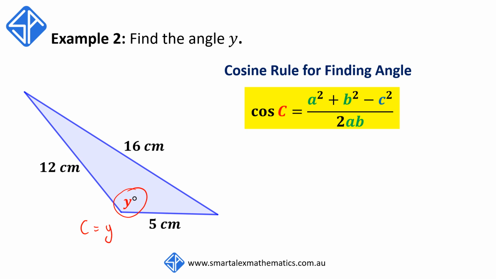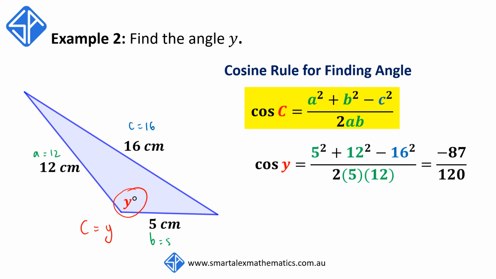A and B are the sides adjacent to angle y. So we can set a to be 12 and b to be 5, or the other way around. C, lowercase c, is the side opposite the unknown angle. So in this case, our c will be equal to 16. Once we identify the values of each variable, we simply substitute them in.